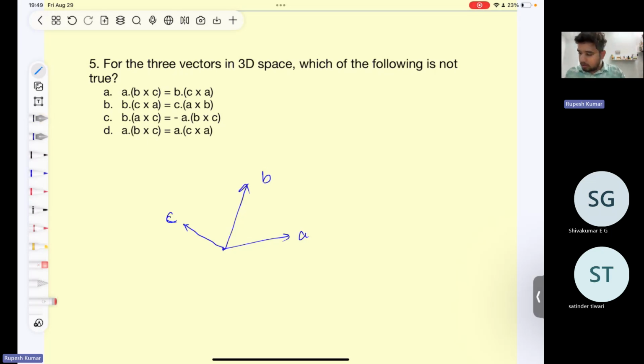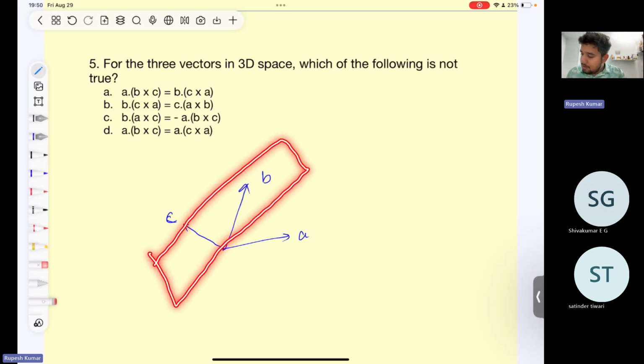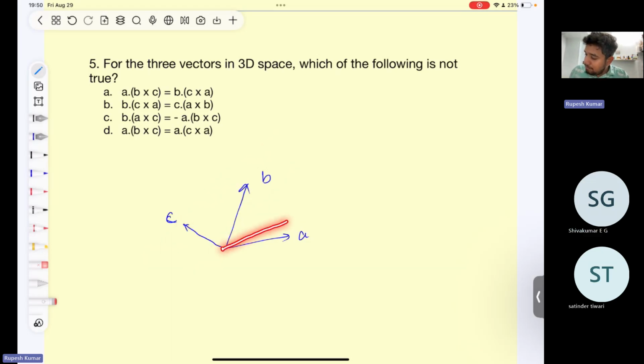So it will use the right hand thumb rule, right? So you put your thumb perpendicular to the plane of BC. So this is the BC plane. You put your thumb perpendicular to this plane, and then you rotate your fingers from B towards C. So the answer B cross C lies in this direction. So this is, let's say, B cross C.